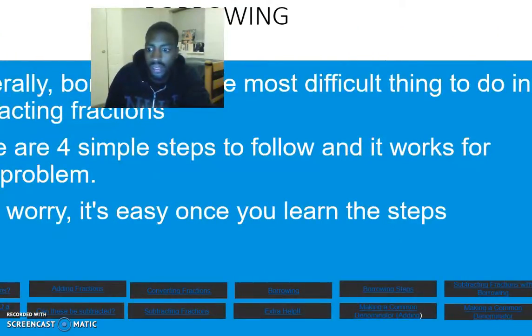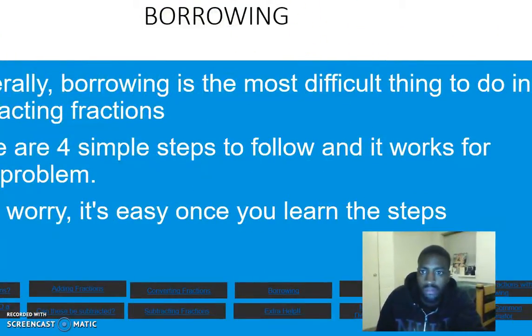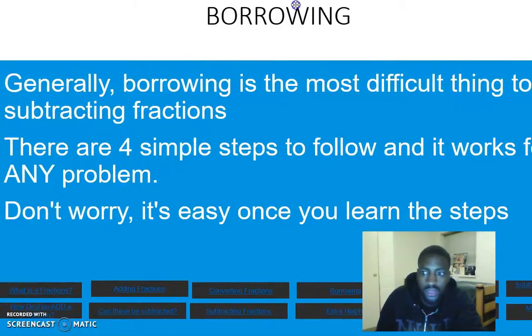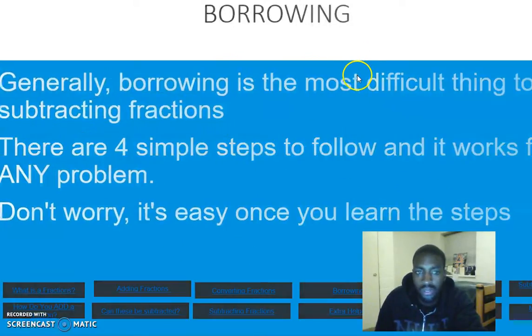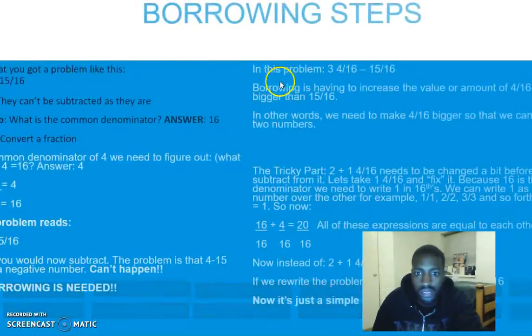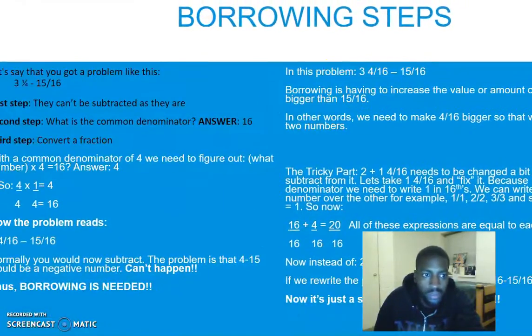borrowing. It says generally borrowing is the most difficult thing to do in subtracting fractions, which is not necessarily true. It says there are 4 simple steps to follow that work for any problem. Don't worry, it's easy once you learn the steps, which is true. It's very easy once you learn the steps. So I'll just go over the steps due to the time limit. I will pick up tomorrow.